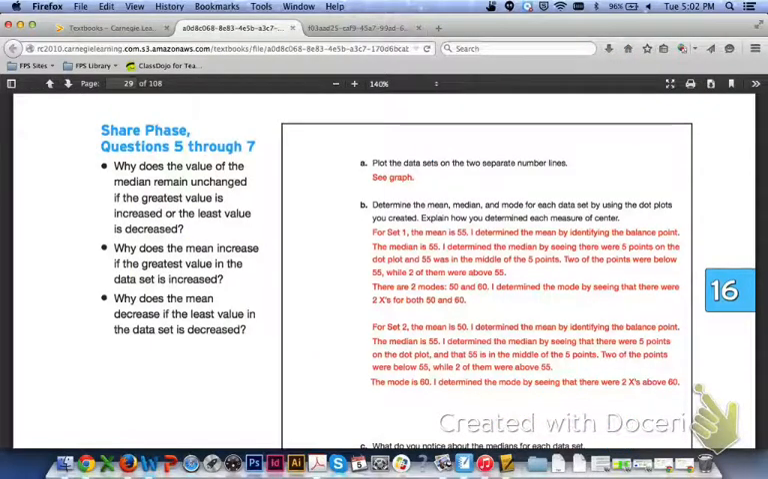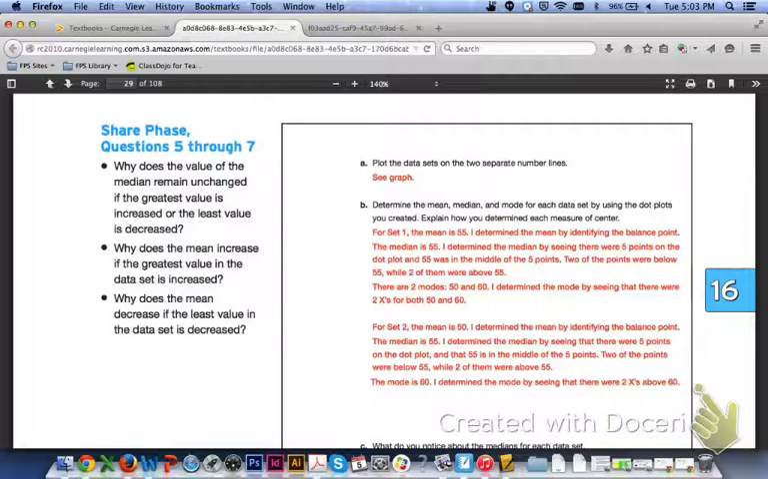Now you could have also found the mean by finding the balance point on the number line by crossing off as we've practiced. And then you can look at the description for letter B as to how you can write a quality level response. For set 2, the mean would have been 50. Again, you could determine it by using the balance point or by adding the total values up and then dividing by the total number, which again was 5. And then the median, again, was 55.